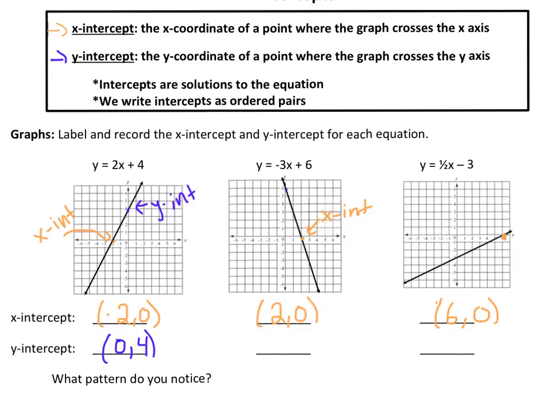In the next graph, we see that our line, or the graph of our equation, crosses the y-axis at 6. So our point for our y-intercept is (0, 6). And in our final graph, we see that the line crosses the y-axis at (0, -3). Pause the video and see if you can write down the pattern that you notice.